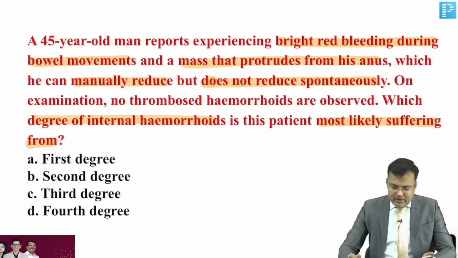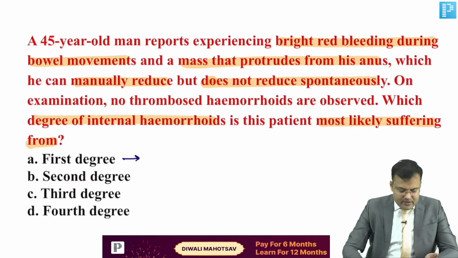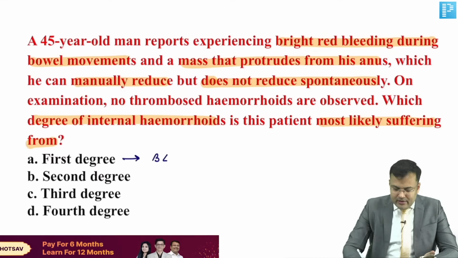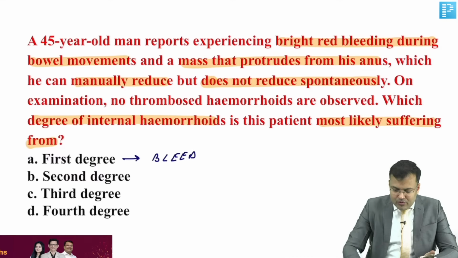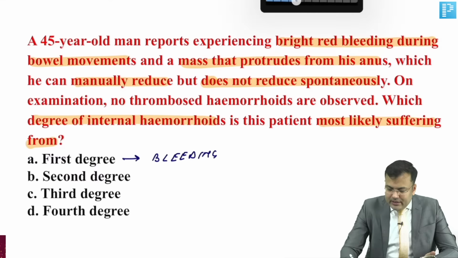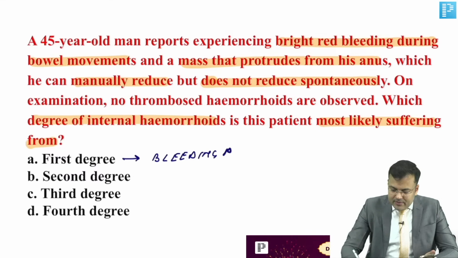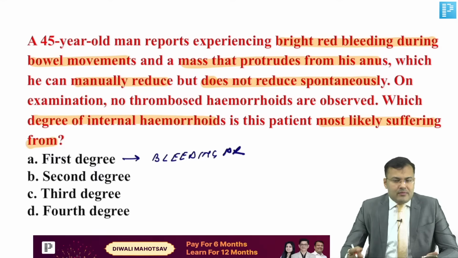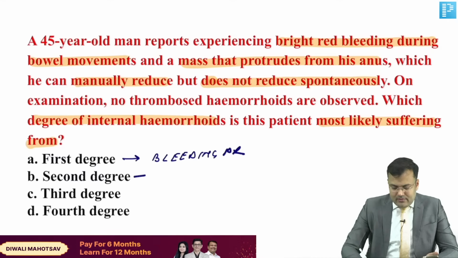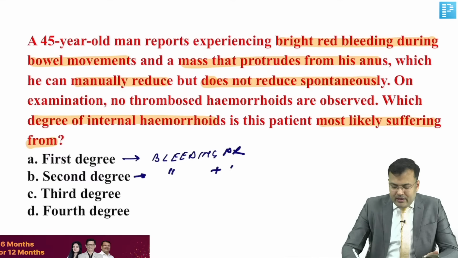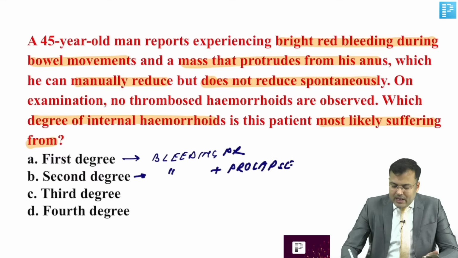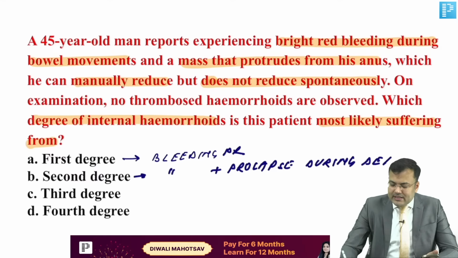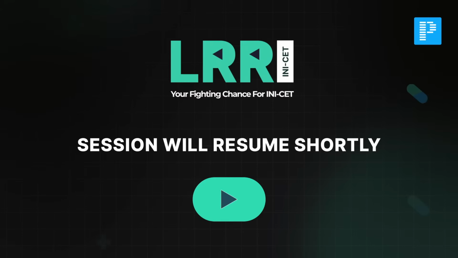What is first degree? In the first degree, patient is having only bleeding PR. In second degree, apart from bleeding, there is prolapse during defecation, and so there is prolapse.